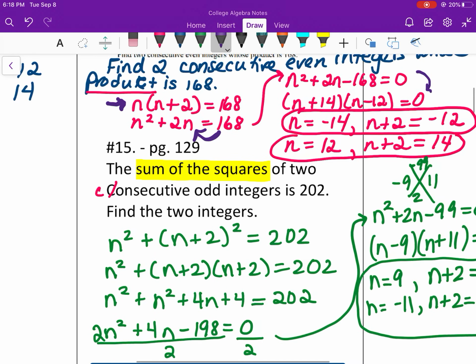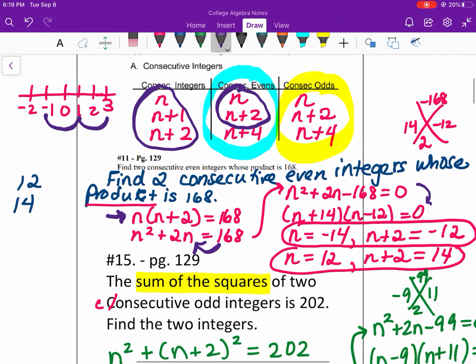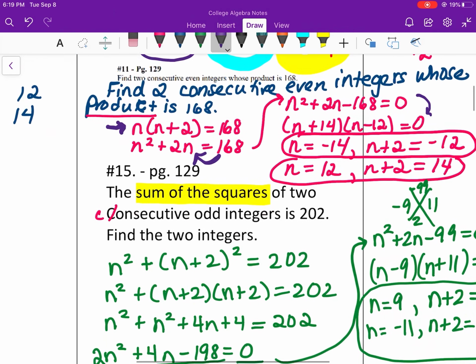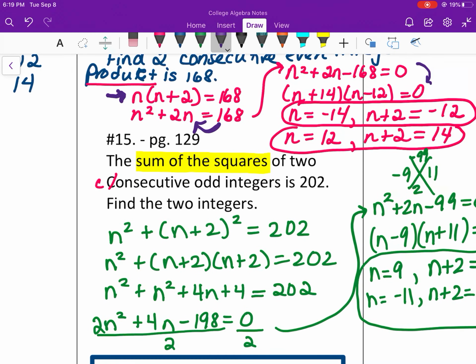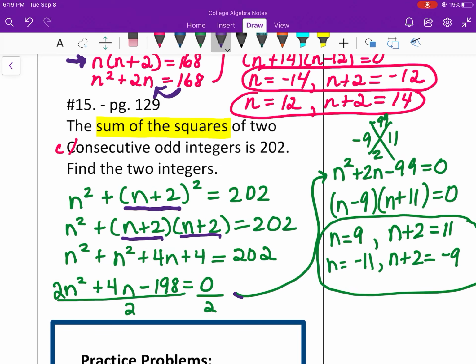For this next problem, you're going to find 2 consecutive odd integers that when you add the squares together, you get 202. So because I was doing consecutive odd integers, I went back up here and I looked for 2 consecutive odd integers, which were these 2, and it's the sum of the squares. So I squared each of them, and then to square n plus 2 right here, I have to FOIL that out. So that's n plus 2 times n plus 2. Once I FOILed it out and I've collected everything on one side, I noticed that I could divide everything by 2, so I did that. And then I went up here and I factored.